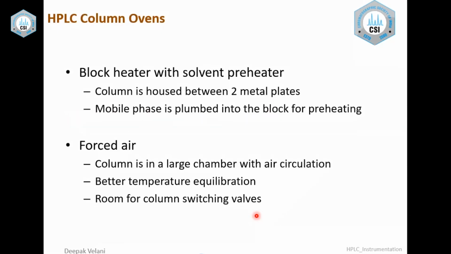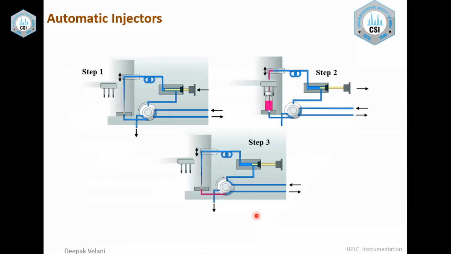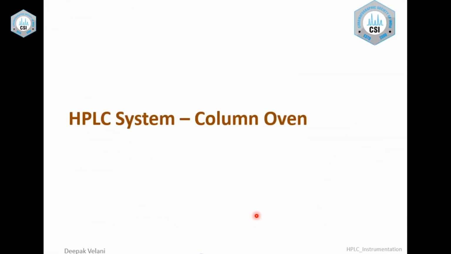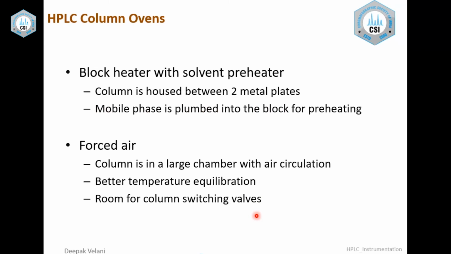Coming to column oven, I think I missed the slide with the syringe on that. But at the end of the session, if I can find that second kind of auto sampler where the syringe is on a different path and the column is on a different path, I will show it to you. Column oven can be either a block heater, where you have an aluminum block which is heating or cooling the column, or forced air which comes into the column oven and heats or cools the column.